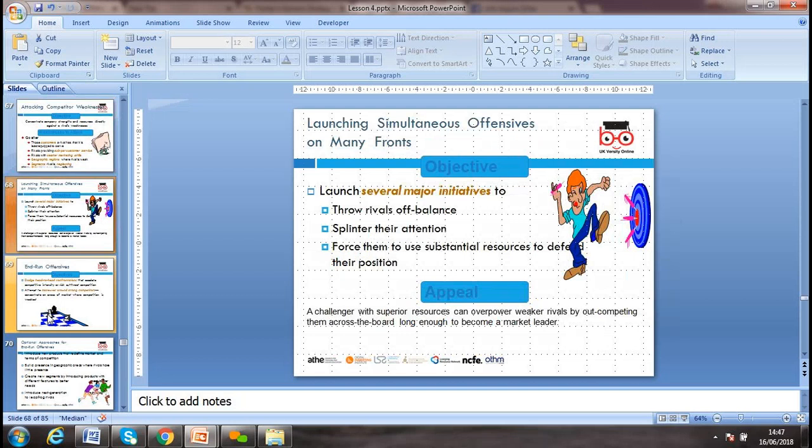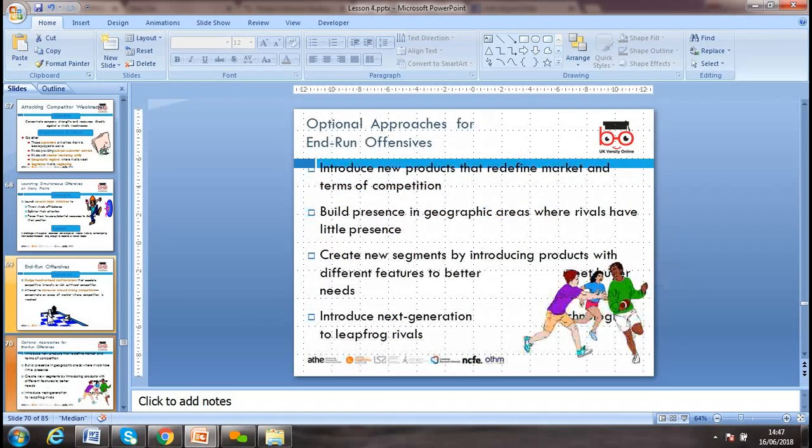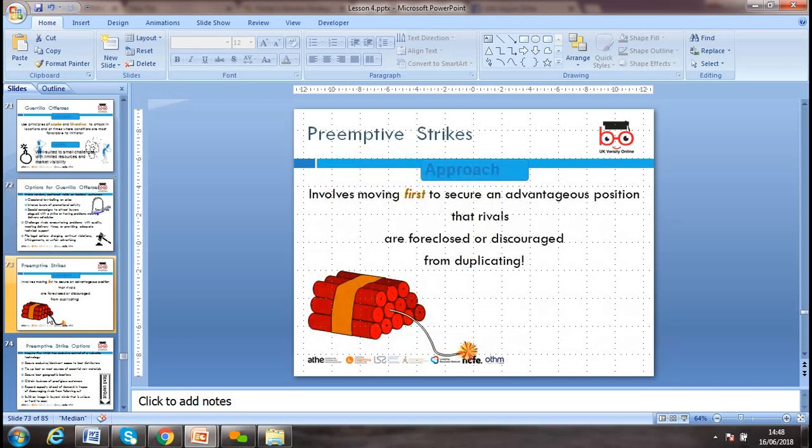We can look at where their attention is and where they are focusing more. So we need to look around and run offensives, using different strategies such as guerrilla tactics: making random, scattered raids on the leaders among the customers. We can also make a preemptive strike, which involves moving first to secure a position and prevent others. You don't give your enemies the chance to enter the market; you enter first.